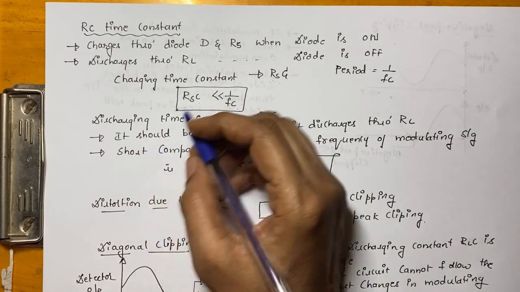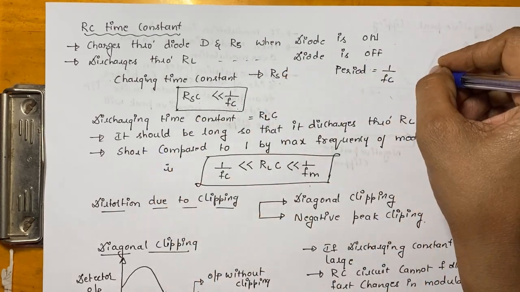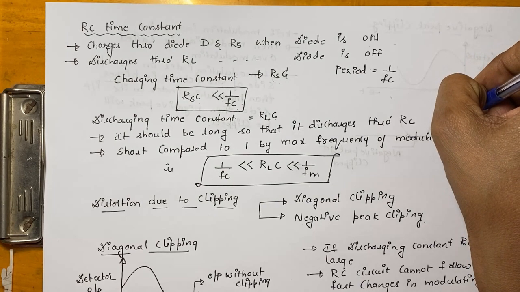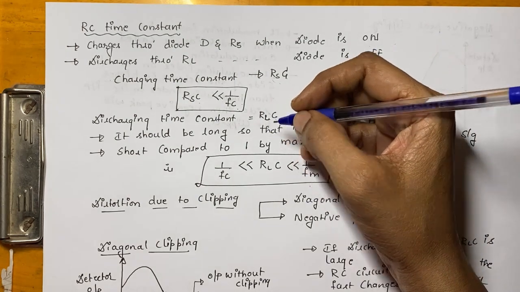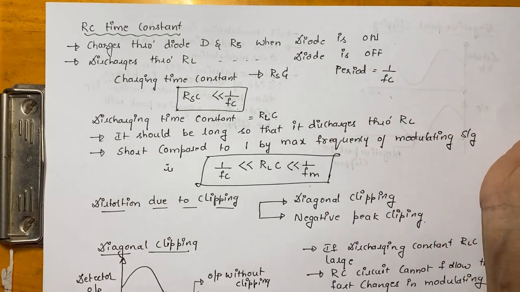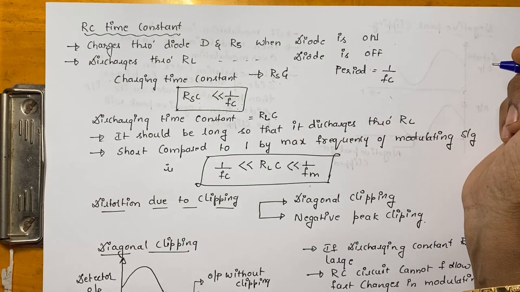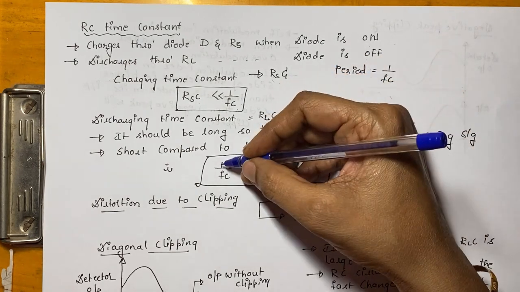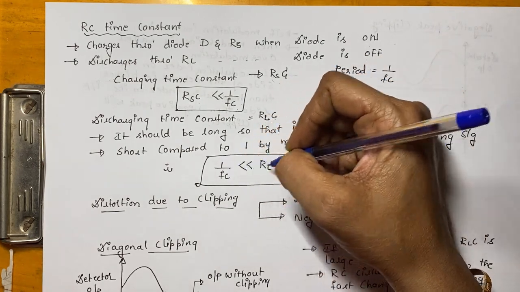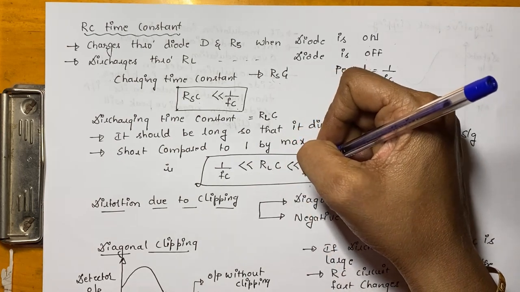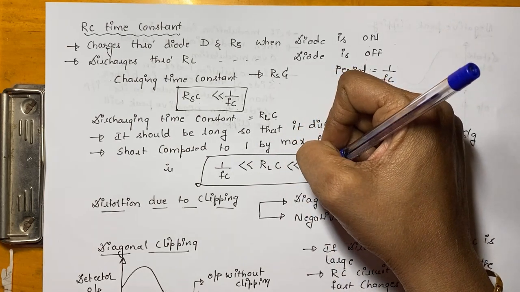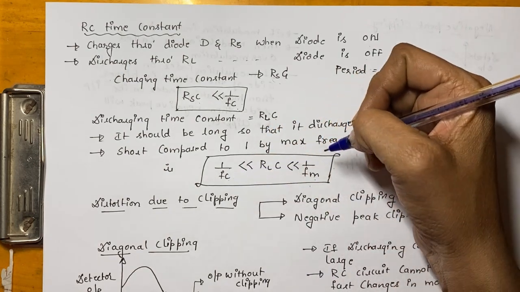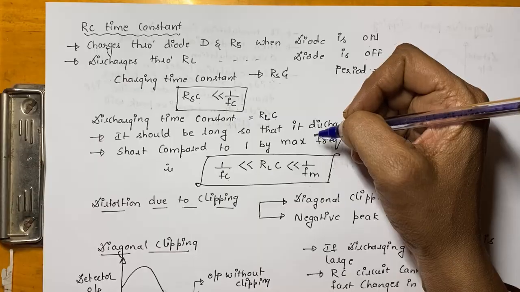It should be long enough so that the capacitor discharges slowly through the resistor RL, and it should be short compared to 1 by the maximum frequency of a modulating signal. Mathematically, we can write it in this equation form, that is 1 over Fc is less than RLC and it is less than 1 over Fm. Fc is the carrier signal frequency and Fm is the modulating signal frequency.